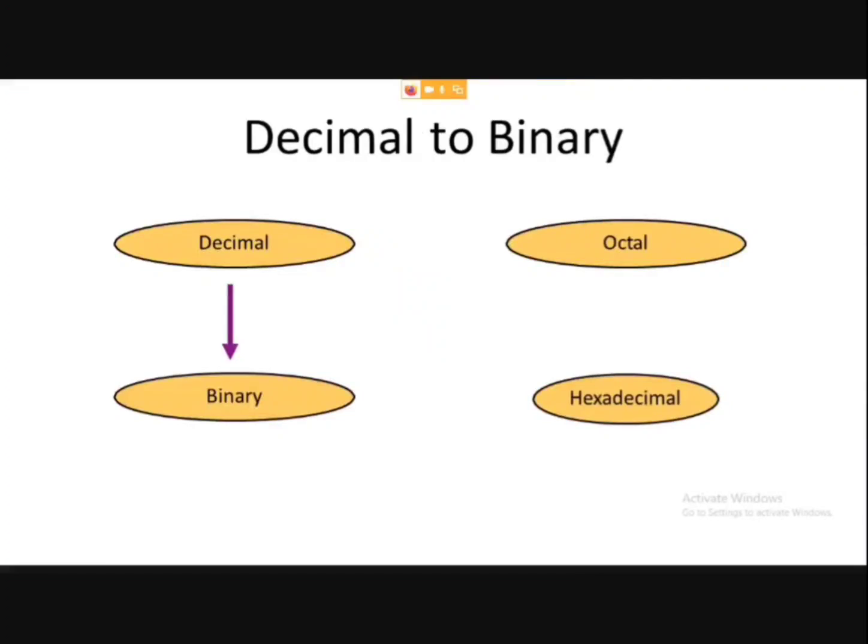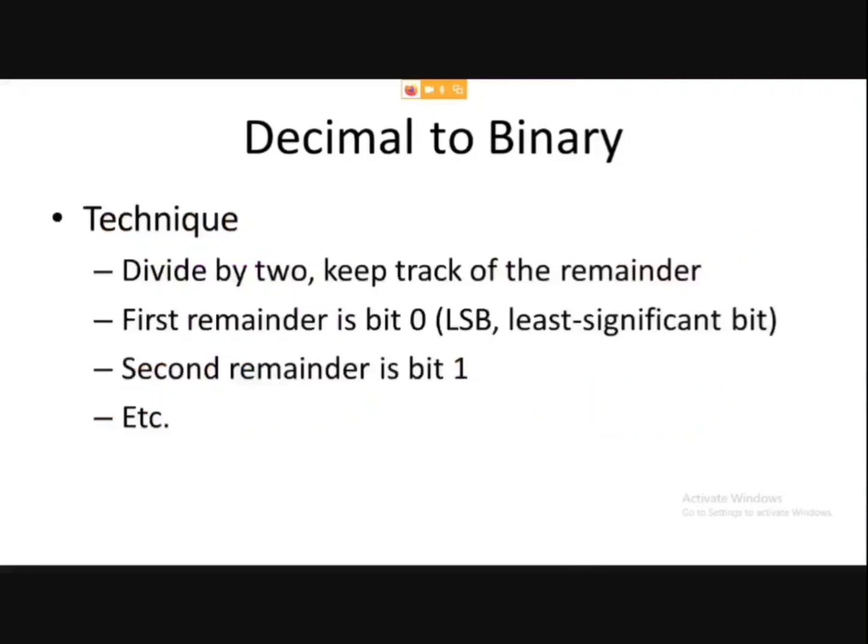So this is our conversion to decimal. We moved from binary to decimal, from octal to decimal, and from hexadecimal to decimal, and now we will be going from decimal. The first one is decimal to binary.